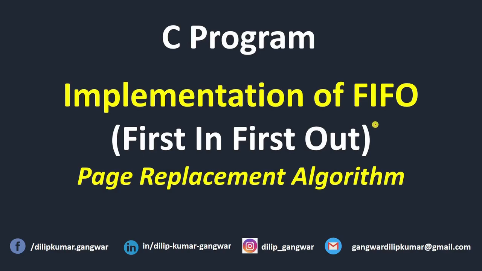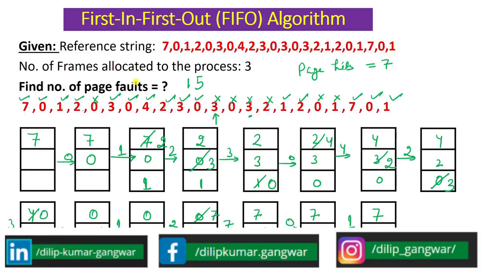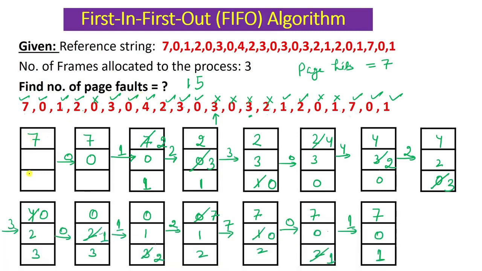Okay, so let's start. This was one of the examples while we discussed the first in first out page replacement algorithm. We are given a reference string, that is the number of pages, and we are given how many free frames are allocated to this given process. Here we are allocated 3 free frames, and we have to find the page faults. We applied the FIFO algorithm and found there are a total of 15 page faults, that is 15 times your reference page was not found in the main memory, and 7 times you found the reference page inside the main memory or inside these 3 frames.